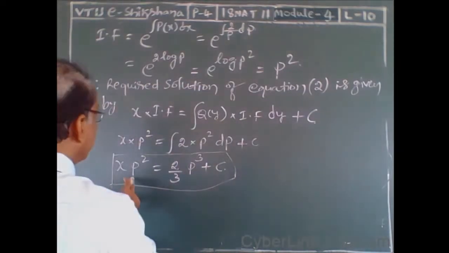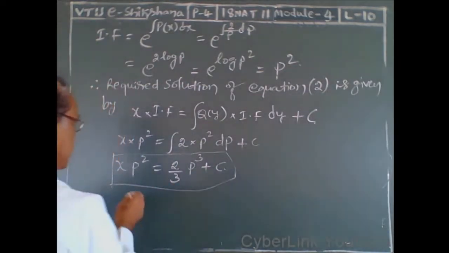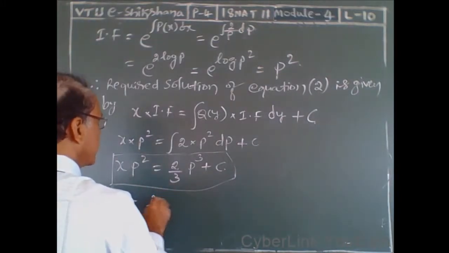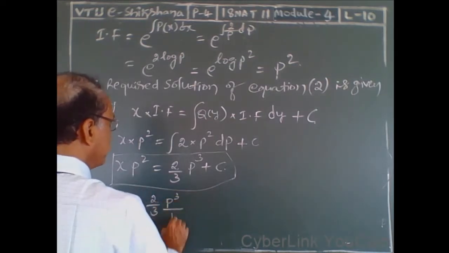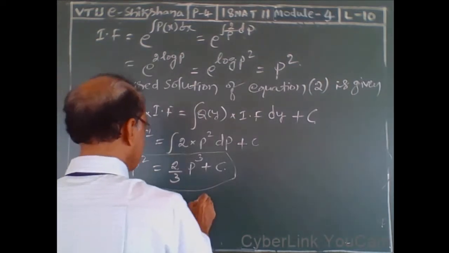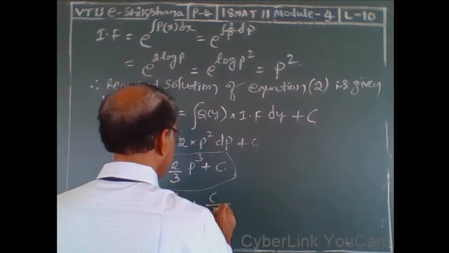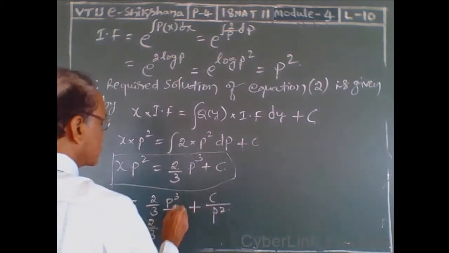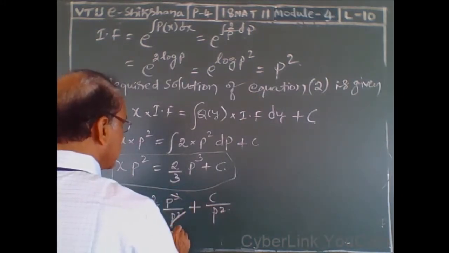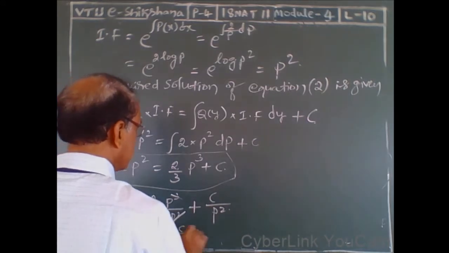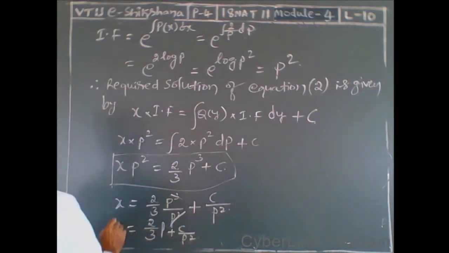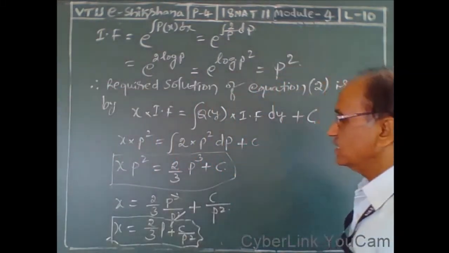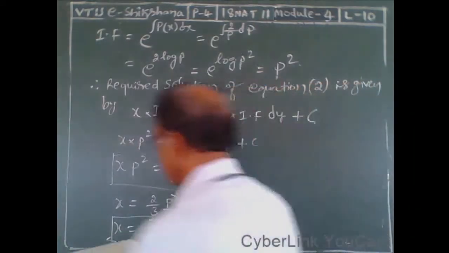Afterwards we find the value of x from this. What is the x value we have to calculate? So x is equal to 2 by 3 into p cube by p square plus c divided by p square. Then this is equal to 2 by 3, p square gets cancelled, that is p, plus c divided by p square. So x is equal to 2 by 3 p plus c divided by p square.